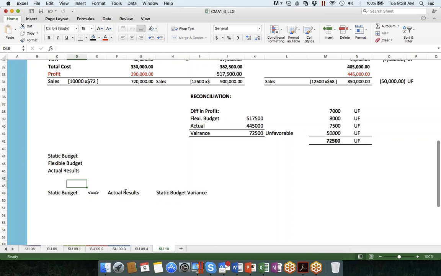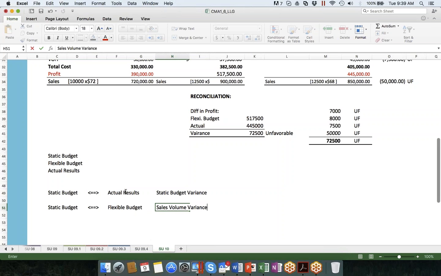If you compare the static budget with the flexible budget results, it is called sales volume variance. You can think about why we budgeted 10,000 and what made us sell 12,500. In fact, it's a good sign, but sometimes you might have budgeted 10,000 and sold only 8,500. It can be like that. So we can check the reason for the sales volume variance.